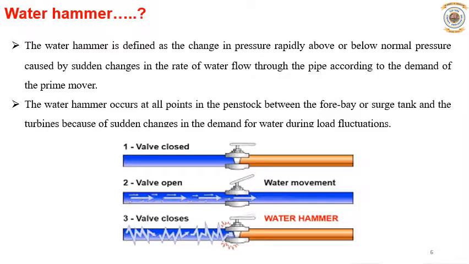So the water hammer occurs at all points in the penstock between the forebay and surge tank and the turbine, because of sudden changes in the demand for water during load fluctuation. Especially it occurs during load fluctuation. So I hope you understood what water hammer is.